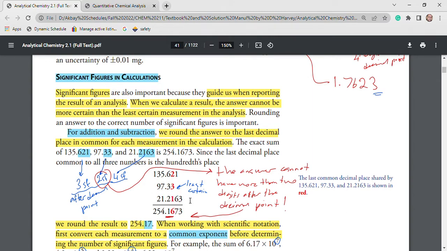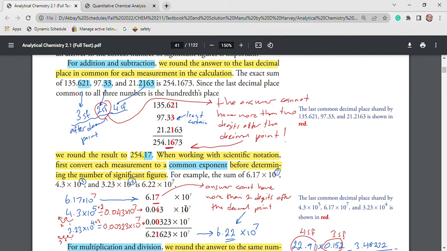But if you measure 3 samples using those 3 different scales, you will have to go with this one, because if you report more than 2 digits after the decimal point, you assume that it is as sensitive as the other ones, which in reality it is not. So your answer should not have more than 2 digits after the decimal point. And the same applies for subtraction.